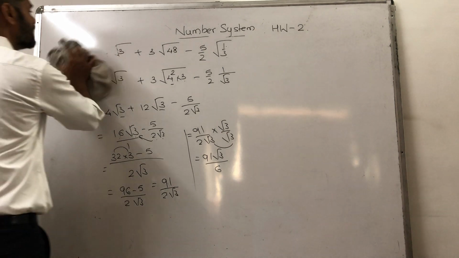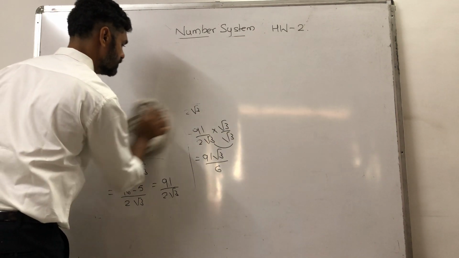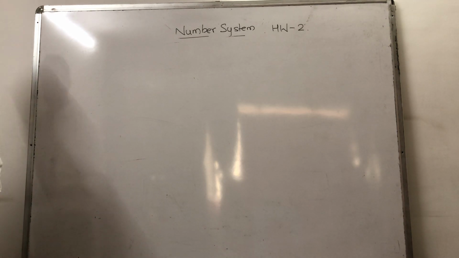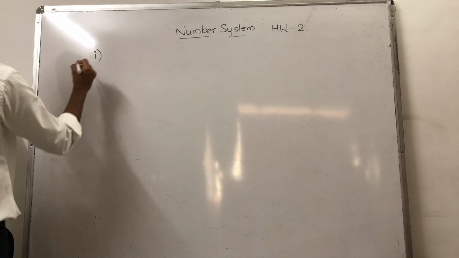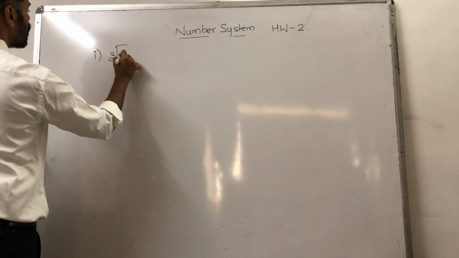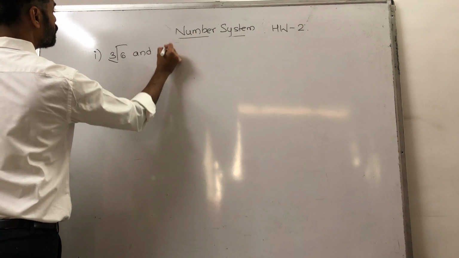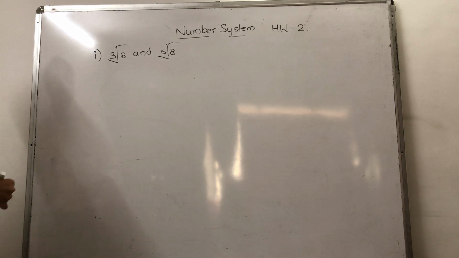Now let's look at question number 10. Question 10 has two questions in it. They have given us an irrational term in the first term. The two terms are cube root of 6 and fifth root of 8. They have asked which is greater.